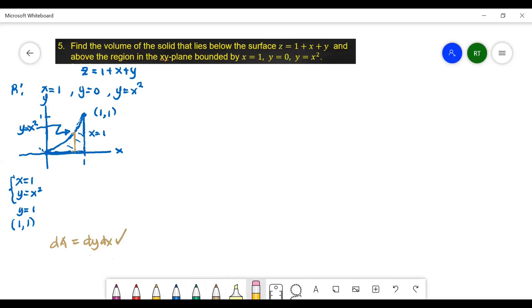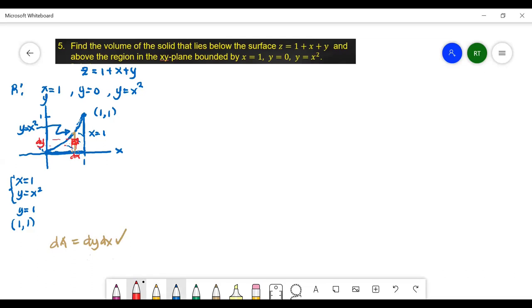So, we will do it vertically simple, and after drawing any vertical line within the region, we can now draw the element, the differential of A, which is the base of the element. Of course, this is the differential of x and the other side is the differential of y. So, differential of A is dy dx.